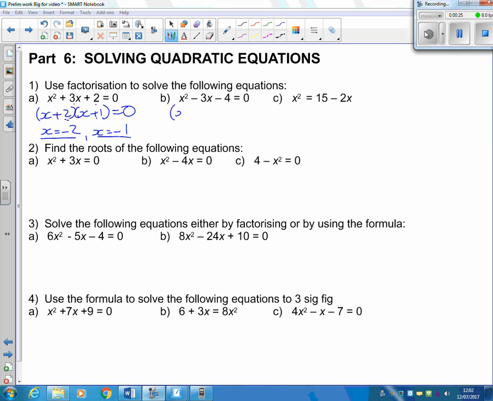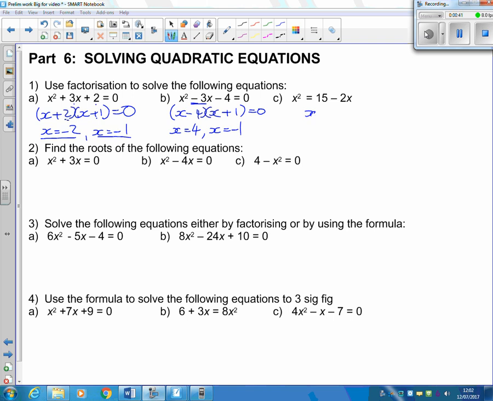Same way with factorising this one here, we're looking at 4 and 1 this time, aren't we? Which way round is it? I want the minus 4 here and the plus 1 because it gets me the minus 3 here. So my answers are x equals 4 and x equals minus 1.